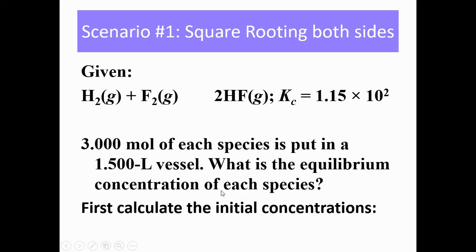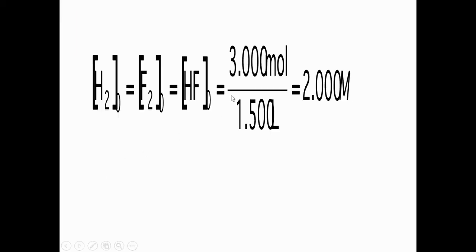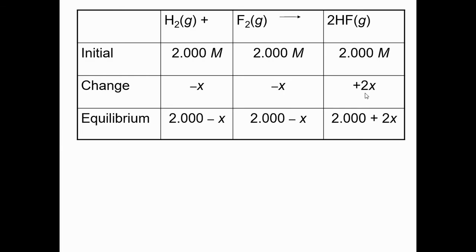So first, we're going to have to figure out the initial concentration to put into our ice chart. So we're going to have to do 3 divided by 1.5 to get the concentration. Okay, so this is shown here, and you should get 2.000 moles per liter. This is a big M here to represent moles per liter, so that's going to be our initial concentration. Okay, so we're going to fill it in right here into our ice chart.